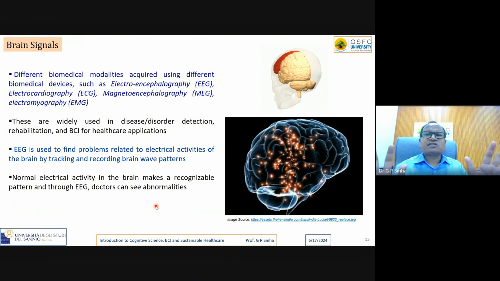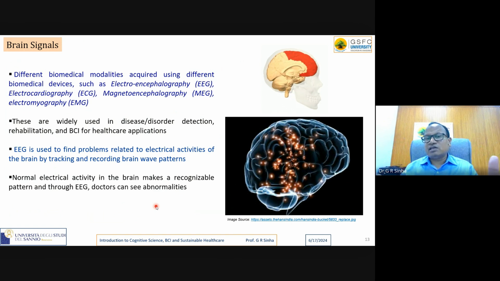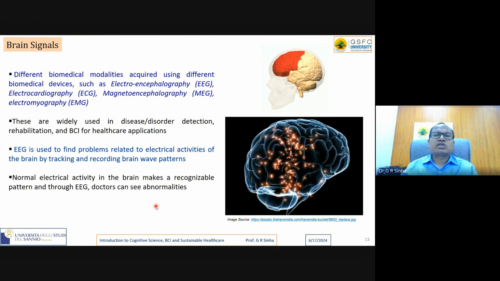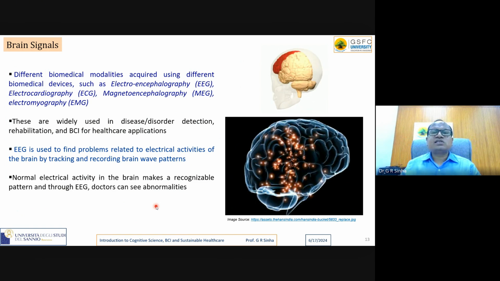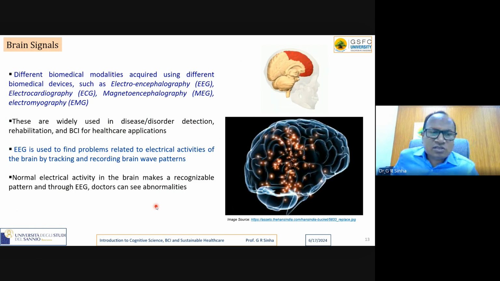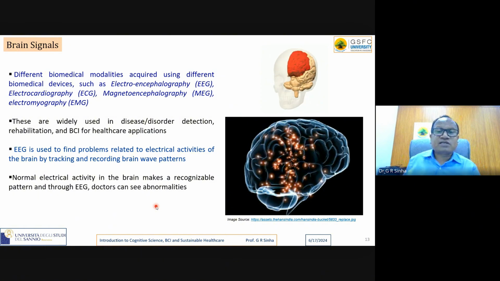You must have heard about all these things: functional MRI, CT scan, all these are there. But why am I talking about EEG most of the time? There is a reason. It is most popularly used, easy to use, cheaper to use, very economical, no risk involved. A lot of advantages are associated with the EEG, and therefore, in most of the applications, EEG is used as a brain signal.